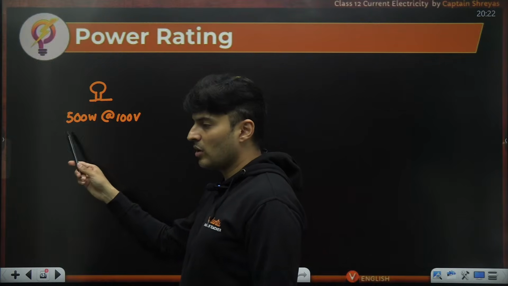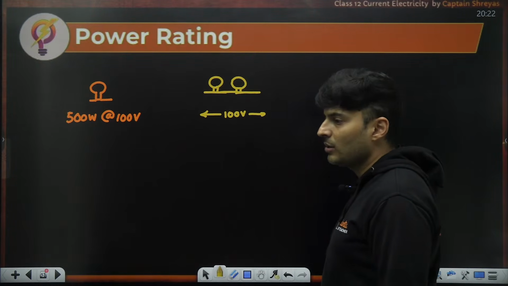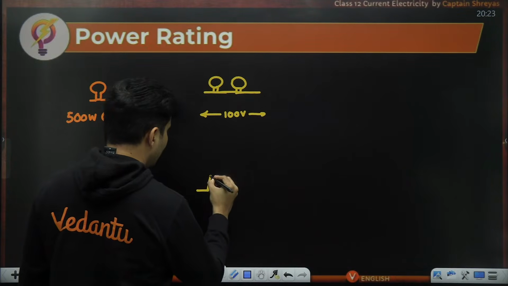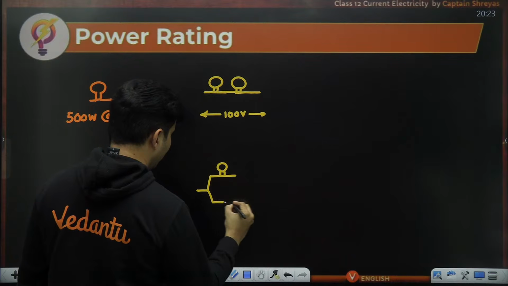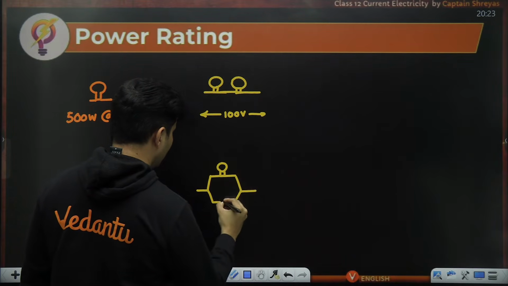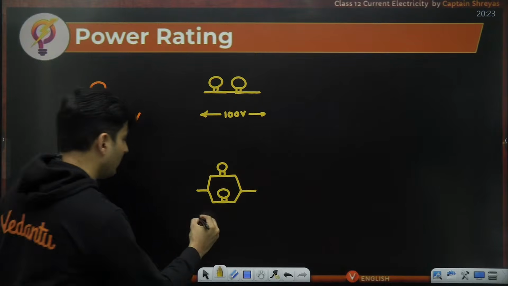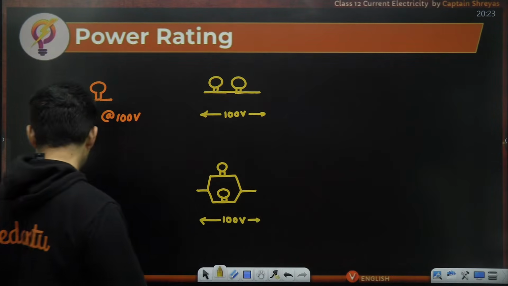Each bulb is rated for 500 watts at 100 volts. If they are now connected in series, can you guess what will be the scenario? And what if I connected those bulbs in parallel? Then what will their rating be? Just think about it. Assume the net voltage is still 100 volts only.